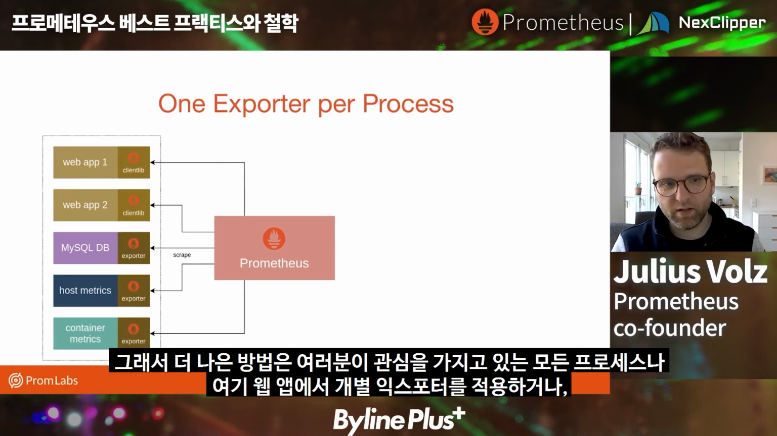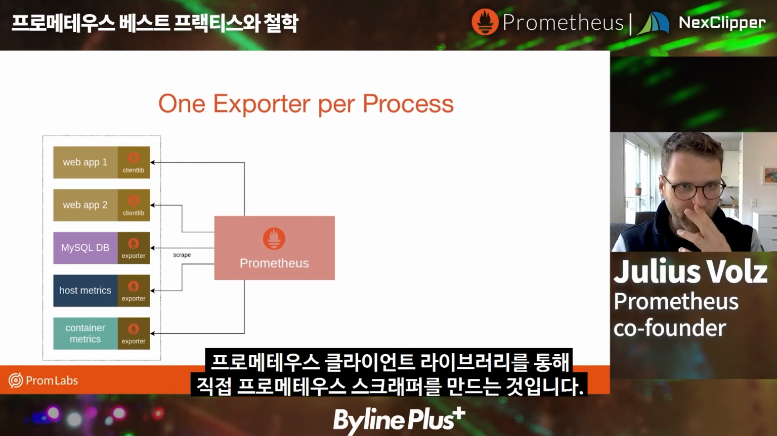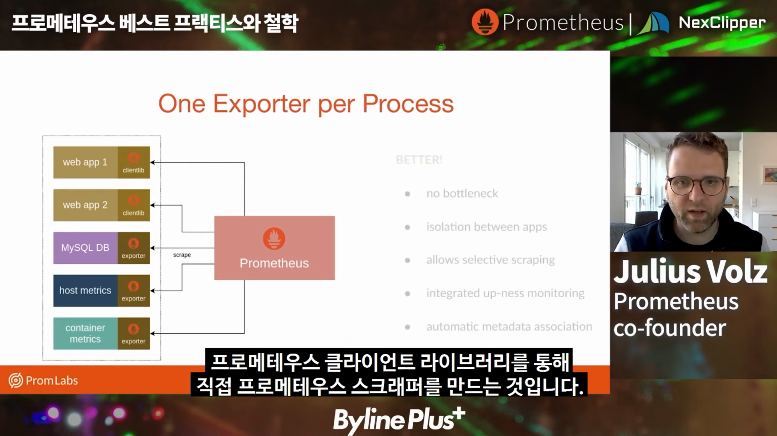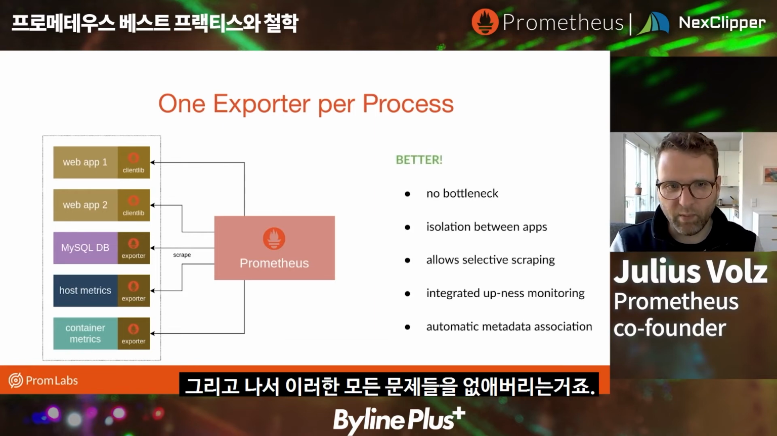So a better approach typically is to really have very fine-grained exporters. Like next to every little thing, every process that you care about, have an individual exporter, or in the best case in the web app up here, even instrumented directly with the Prometheus client library, and have Prometheus scrape it directly. And then you get rid of all these problems.